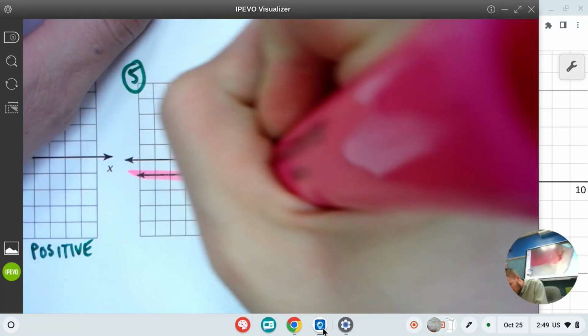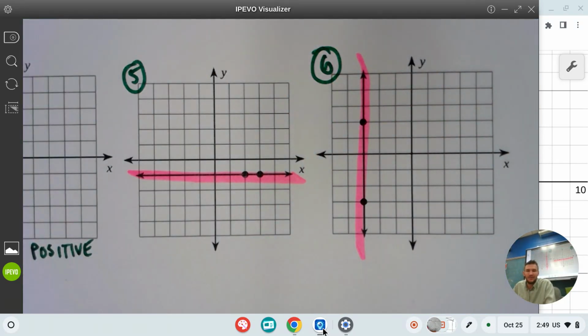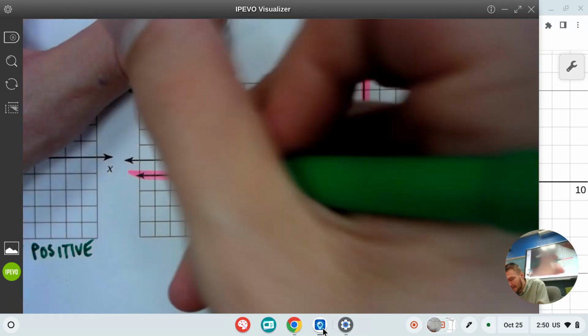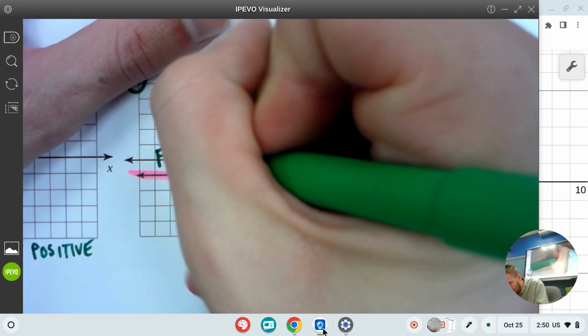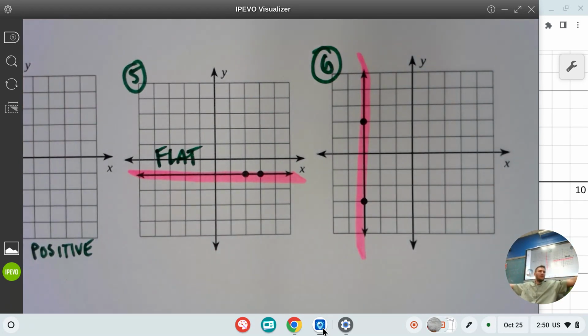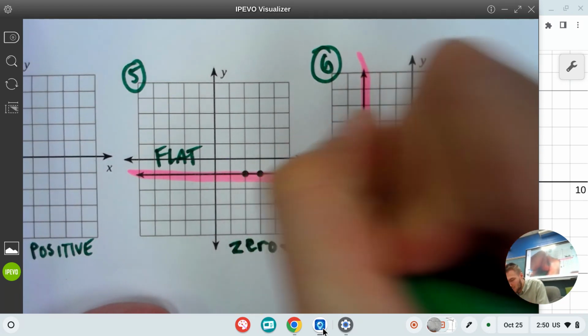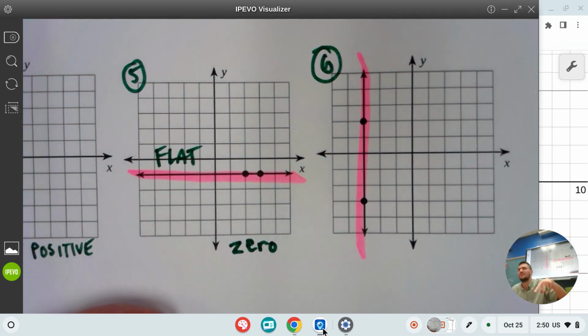5 is going straight across. 6 is going straight down. I agree with you. 5 looks flat to me. It's flat. Look at the floor. What is the slope of the floor? 0, right? When you walk around school, you're not walking uphill. You're just walking flat, right? Obviously, we know about the stairs, cool. But when you're walking around the classroom, it's flat.